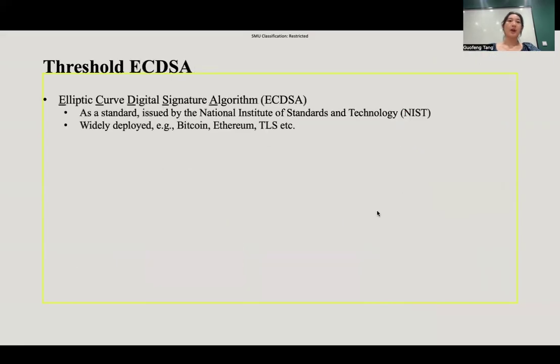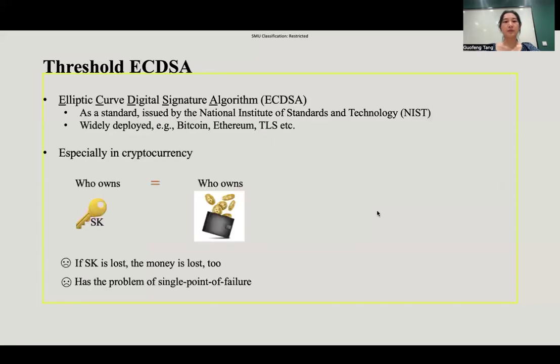Why do we talk about threshold ECDSA? ECDSA is a standard signature issued by the National Institute of Standards and Technology. It's NIST. It has been widely deployed, for example, in Bitcoin, Ethereum, TLS protocol, etc. Especially in cryptocurrency, threshold ECDSA is very popular because ECDSA is used to sign and verify transactions.